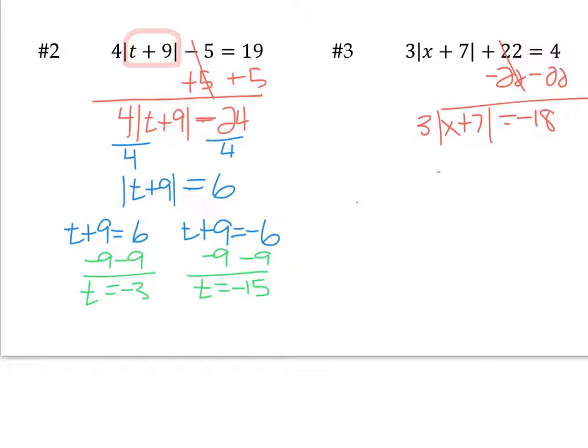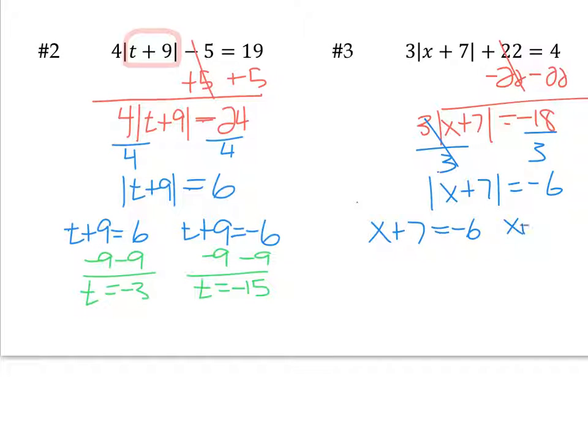And then if we divide both sides by 3, we get absolute value of x plus 7 equals negative 6. And so if we set up our two equations, we're going to get these two to solve. And if we go to solve those by subtracting 7 on both sides, we get x equals negative 13. Subtract 7 on both sides, get x equals negative 1.